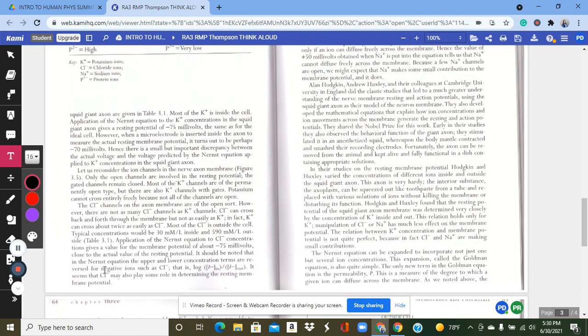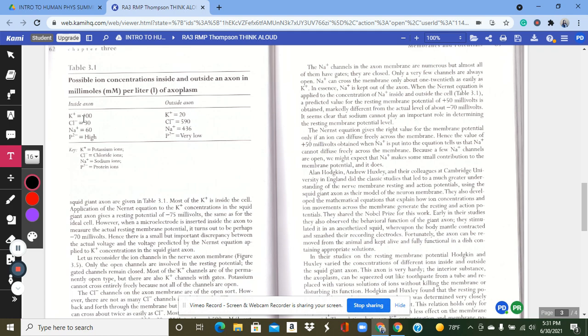So the chlorine channels on the axon membrane are of the open sort. However, there are not as many chlorine channels as potassium channels. Chlorine can cross back and forth through the membrane, but not as easily as potassium. In fact, potassium can cross about twice as easily as chlorine. Most of the chlorine is outside the cell. Typical concentrations will be 30 millimoles per liter inside and 590 millimoles per liter outside, table 3.1. Okay.